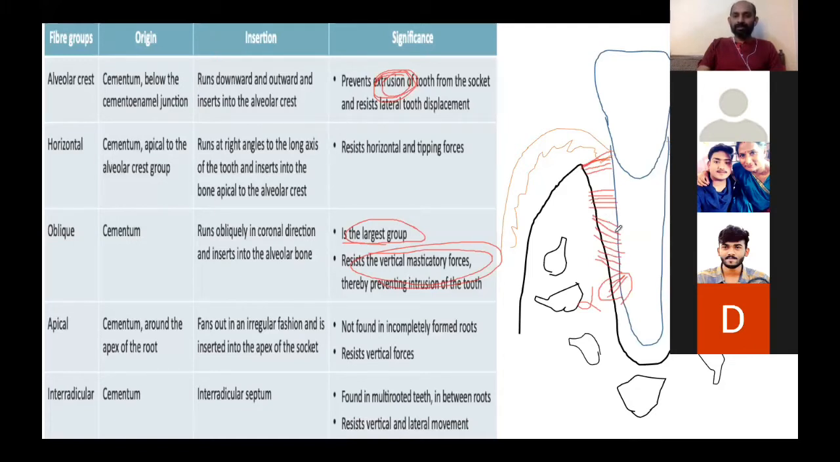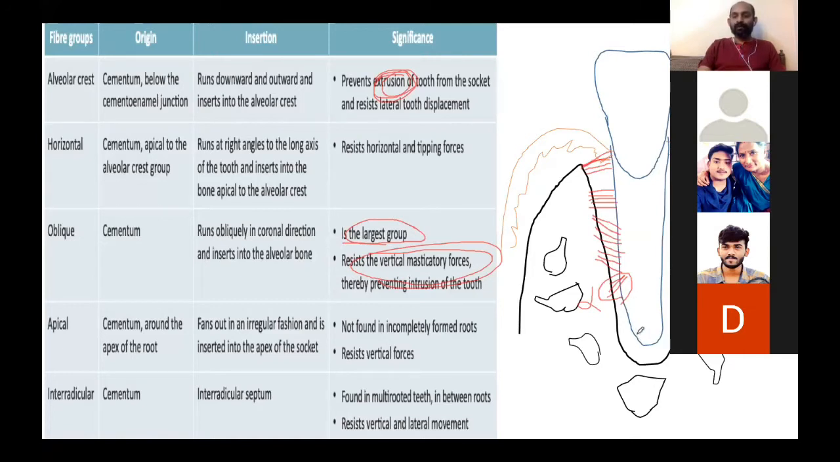The primary function of this oblique group of fibers is to prevent the vertical masticatory forces, so that on chewing the tooth does not constantly go inside the socket and then come out. So that is the primary function of these oblique group of fibers.